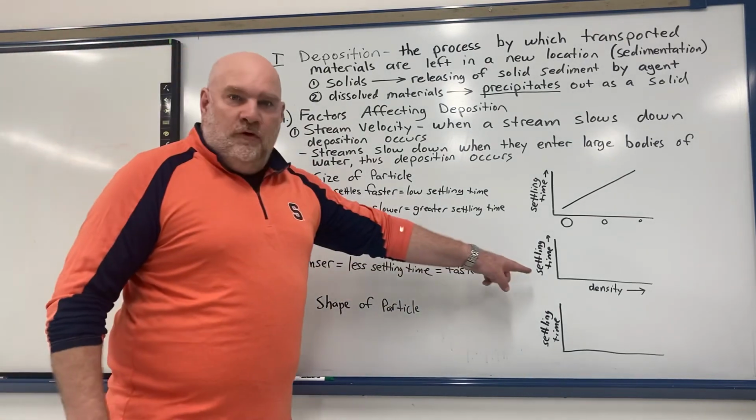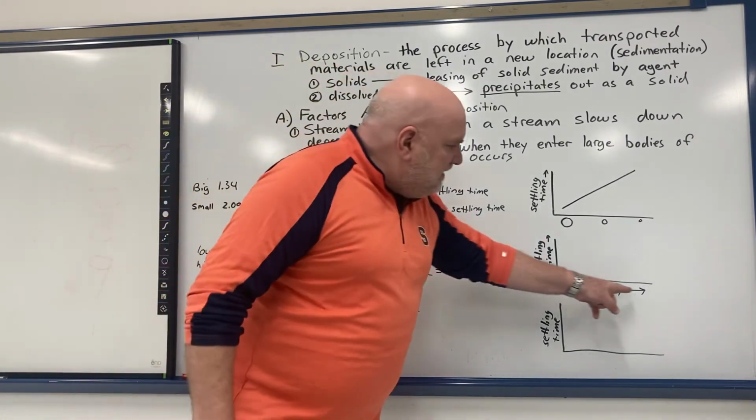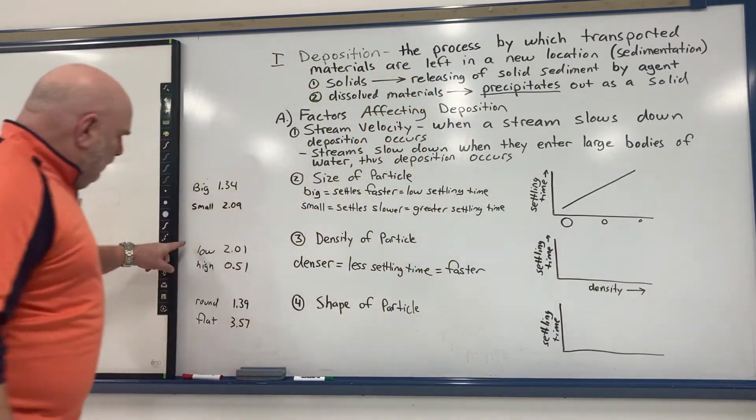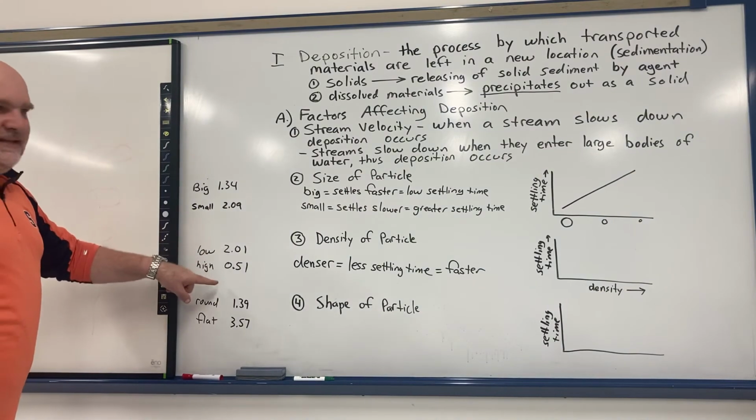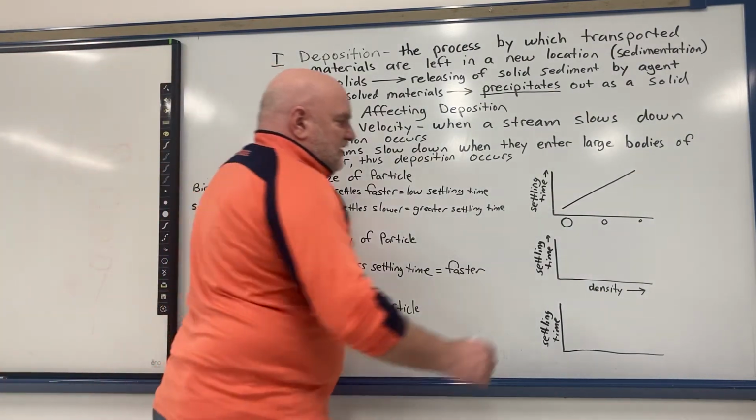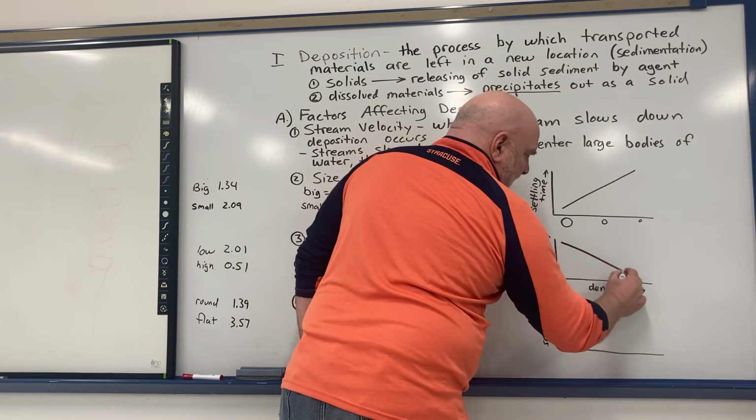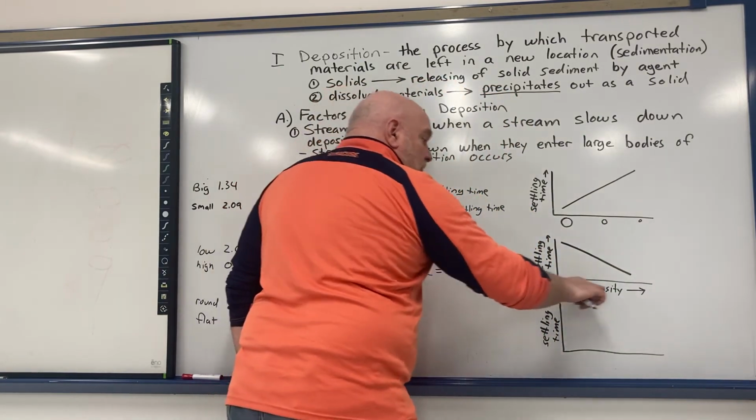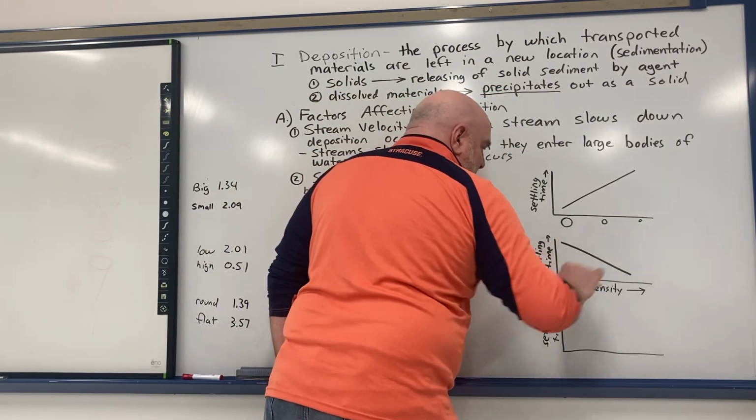So on my graph over here, the more dense it was, the less time it took. So on this graph here, that'd be a graph going down. The more dense it was, the less time it took.